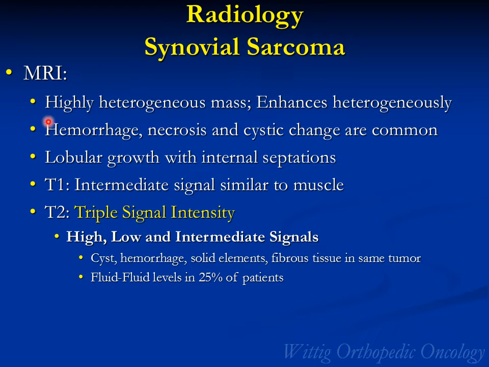MRI demonstrates a highly heterogeneous mass that enhances heterogeneously. Hemorrhage, necrosis, and cystic change are common. Synovial sarcomas also often grow in a lobular manner with internal septations. T1 weighted images demonstrate intermediate signal intensity similar to muscle. T2 demonstrates triple signal intensity, high, low, and intermediate signals consistent with the cystic formation, hemorrhage, solid elements, and fibrous tissue in the same tumor. Fluid levels indicative of hemorrhage or hemorrhagic areas may be present in up to 25% of patients.